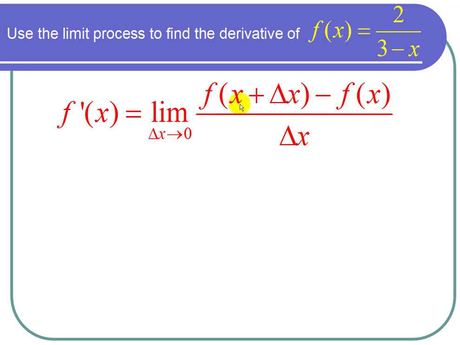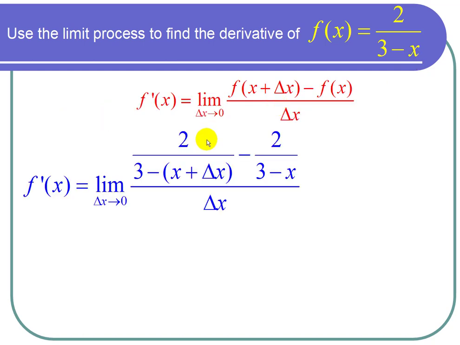What that means is that I look at my function f of x, and where I see an x, which is right here, I put in an x plus delta x. So what I get is my function is 2 over 3 minus x, so I have 2 over 3 minus, and then I remember the parentheses, x plus delta x, because that's what goes in to replace the x.